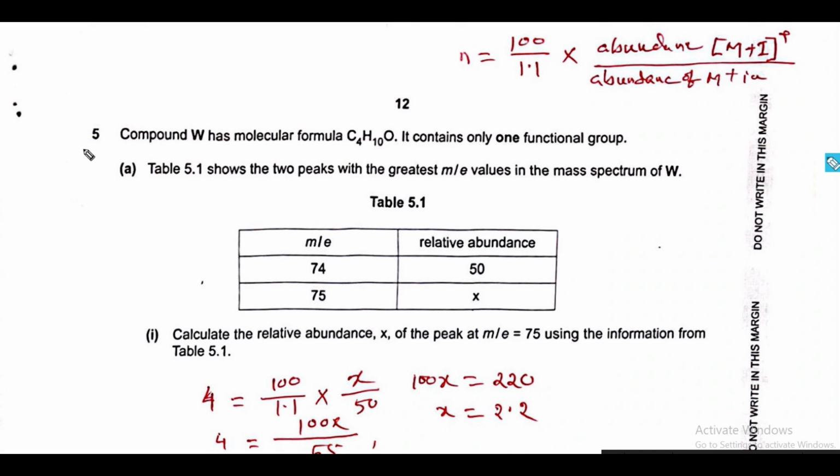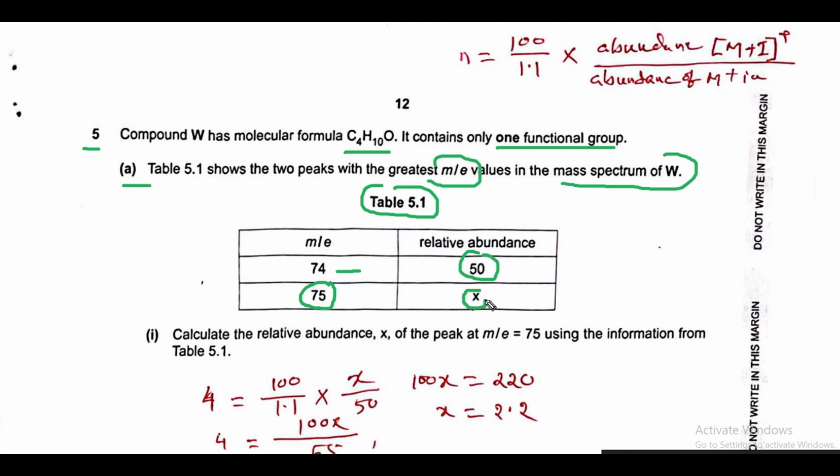Hello, question number 5. Compound W has molecular formula C4H10O. It contains only one functional group. Number A. Table 5.1 shows two peaks with the greatest m/e, mass by charge values, in the mass spectrum of W. M/e 74, relative abundance 50; m/e 75, relative abundance is X.